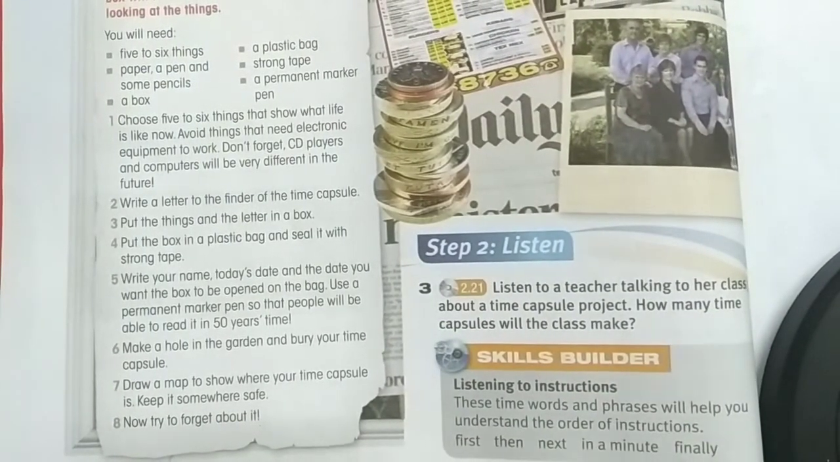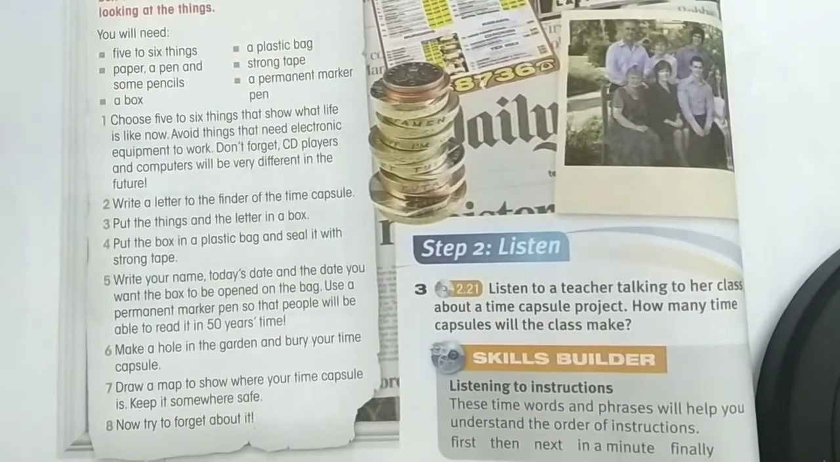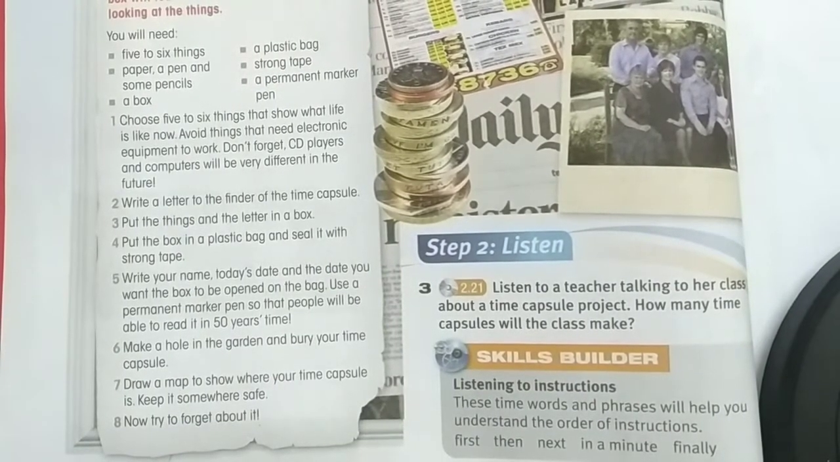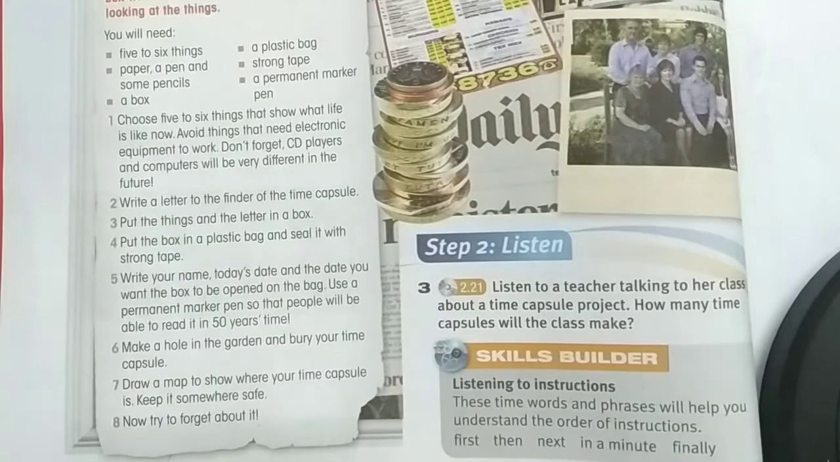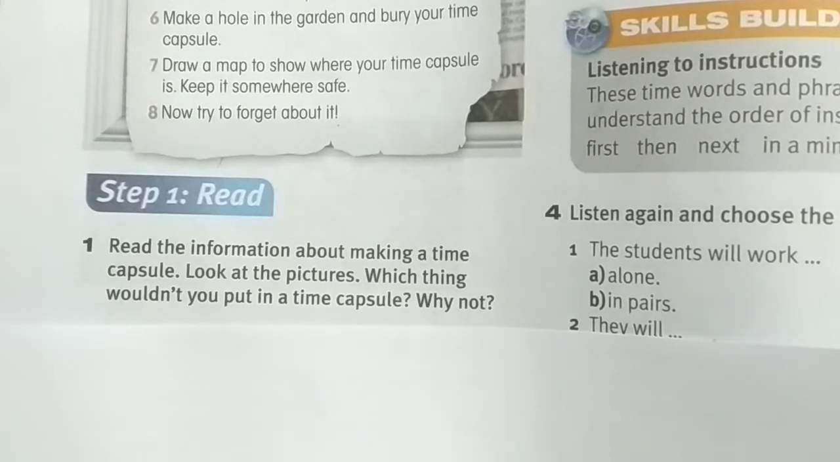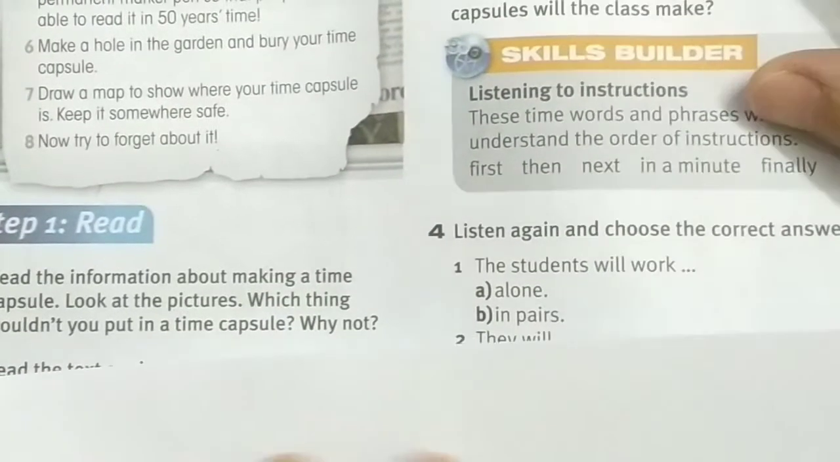Alright, so these are the 8 instructions that you can see in your book. Now let's go to exercise 1. Exercise 1. Read the information about making a time capsule. Look at the pictures. Which thing wouldn't you put in a time capsule, and why not? Let's take a look at the pictures here.